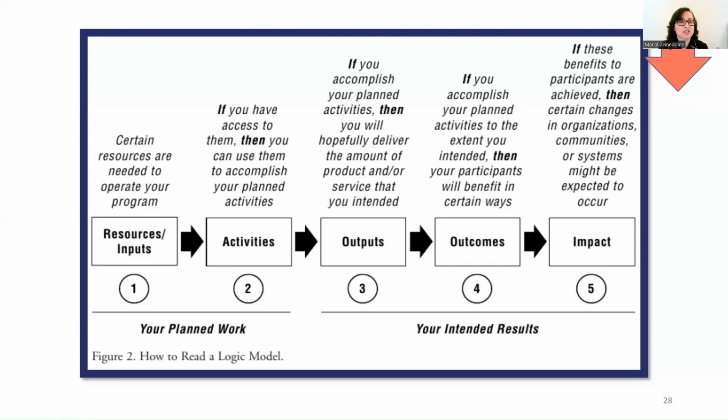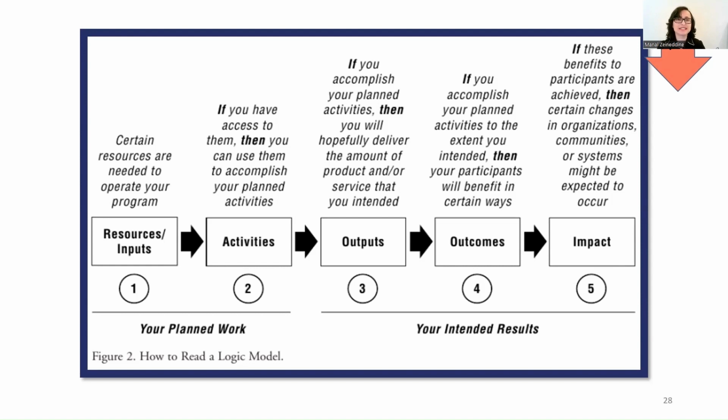We can think about it as a logic model, actually, and this is one of the nice samples that I shared. You have resources and input, so you need resources and input to operate if you're working on a program level. If you have access to them, then you can use them to accomplish your planned activities. You move on to activities, and if you could accomplish your activities, you are delivering the amount of product or services that you intended, or the outputs. And once you reach the outputs, you can think of outcomes, because now your participants will benefit. These are the outcomes.